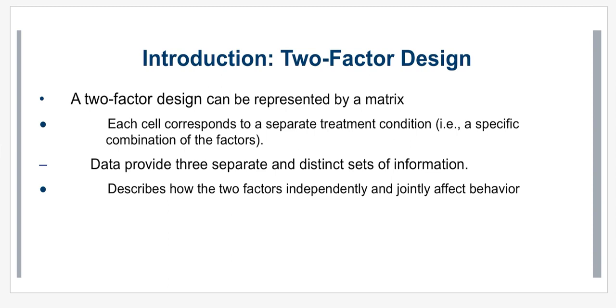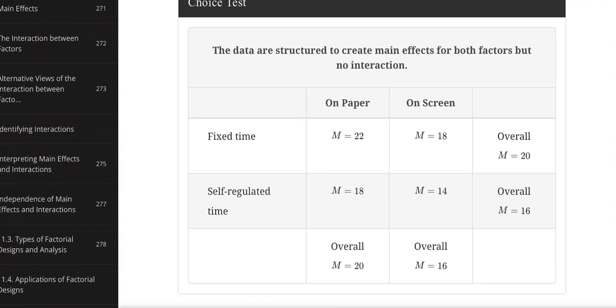So the two-factor design can be represented by a matrix, which is a fancy word for a spreadsheet, a chart that we've looked at many times, and we looked at in the last video as well, where there were four cells, right? There was two columns and two rows, four cells total, and each of those cells corresponds to a separate treatment condition, right? And so to remind you, here's table 11.2.